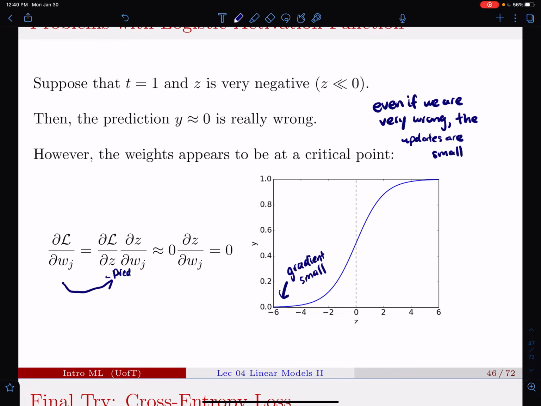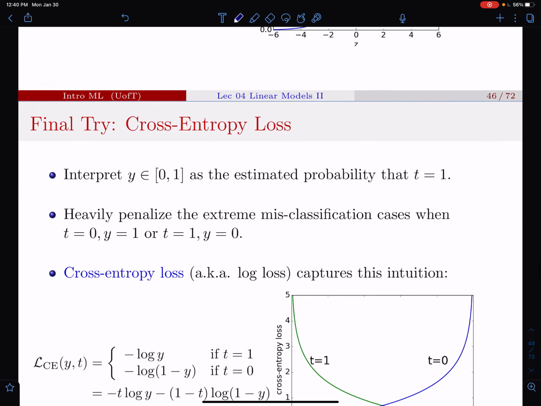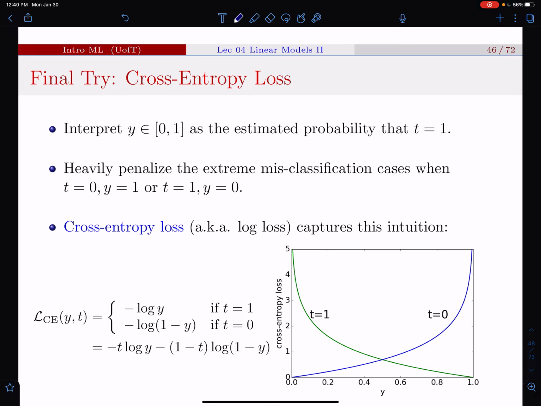Yeah, exactly. We want a convex shape where the penalty is greater the more wrong we are in our prediction. But still bounded between 0 and 1. Yeah, we want our prediction to be between 0 and 1, but the loss can potentially go much higher. So the final step that we'll arrive at, and there are no more modifications after this, is something called the cross-entropy loss.